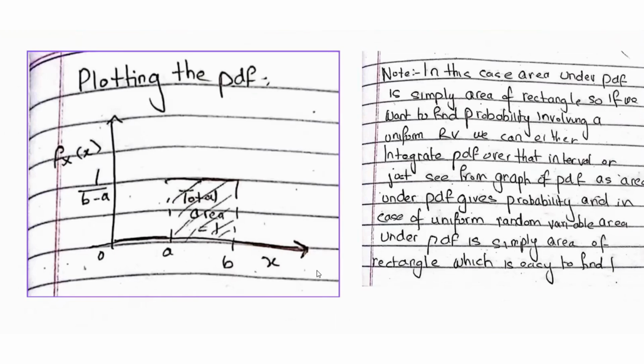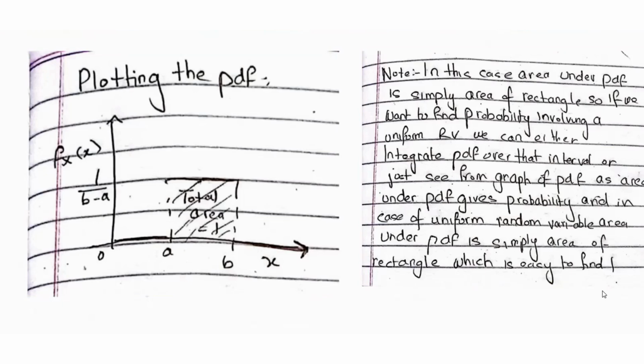Let's recall that the area under the PDF gives us probability. And in this case, the area under the PDF is simply the area of a rectangle. So if you want to find a probability involving a uniform random variable, we can either integrate the PDF over that interval, or we can just see from the graph of the PDF. As we know, the area under a PDF is probability, and the area under the PDF of a uniform random variable is simply the area of a rectangle, which is easy to find.